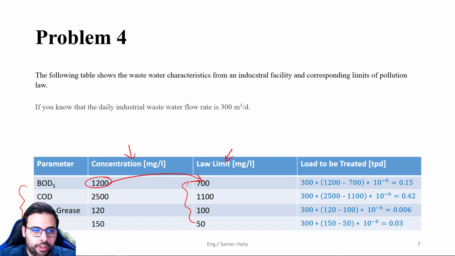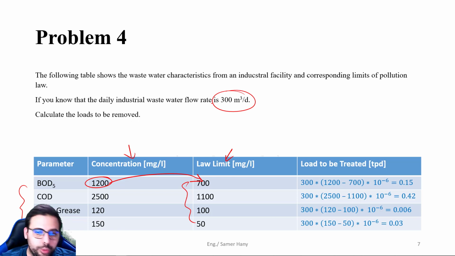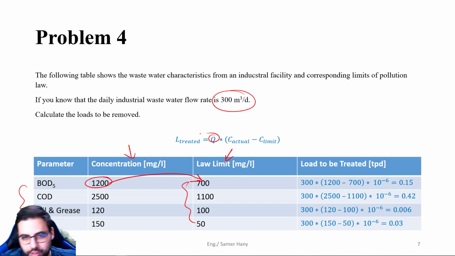Okay. So if you know the daily industrial wastewater flow rate to be 300 meter cube per day, calculate the loads to be removed. So the load to be removed, or treated, is not the entire load as we discussed. It's just the difference in concentration between the actual wastewater stream and the environmental limit that we need to take care of. All right, of course, times the flow rate, which is the discharge flow rate of our industrial facility.